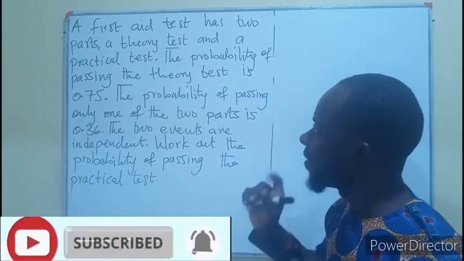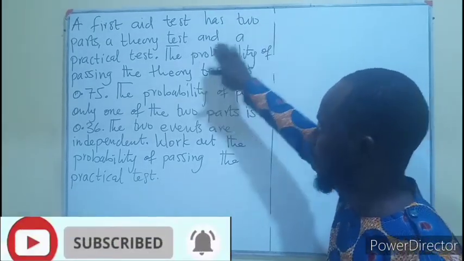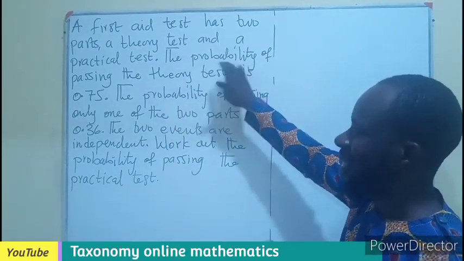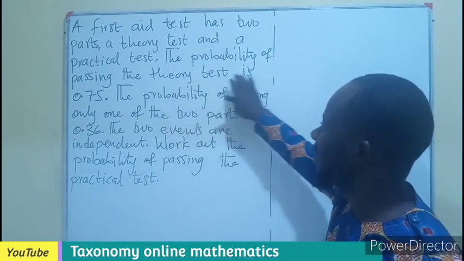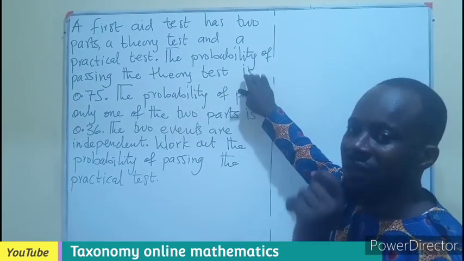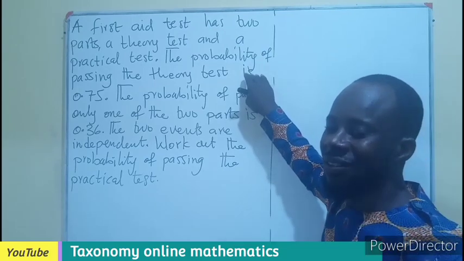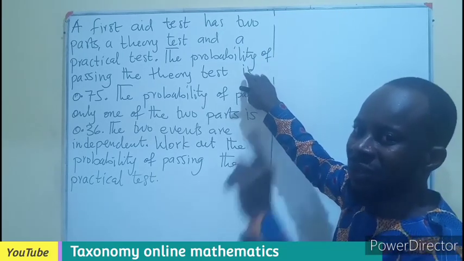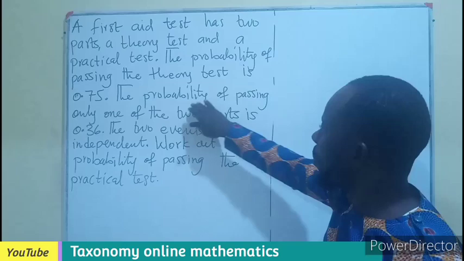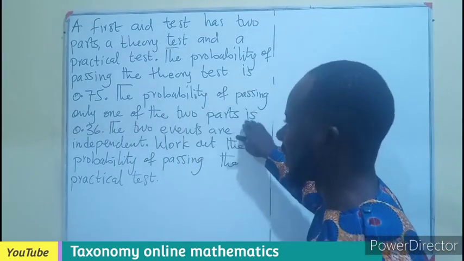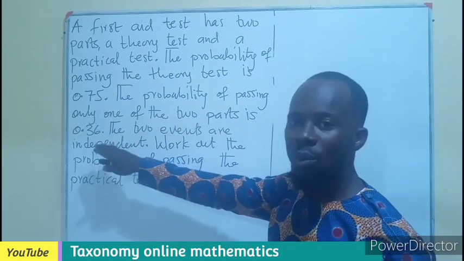The first A test has two parts, which are the theory test and the practical test. The probability that we will pass the theory test is given as 0.75. So we know in this case, the probability of failing that test is going to be 1 minus 0.75. The probability of passing only one of the two parts is going to be 0.36.